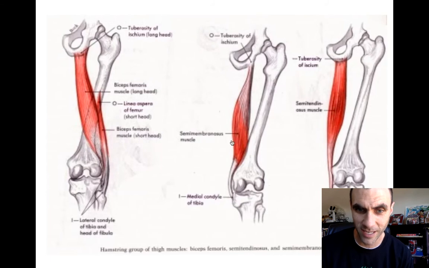Right, there's a tendon connecting muscle to bone. Tendon, muscle to bone. Right, there you go. Great.